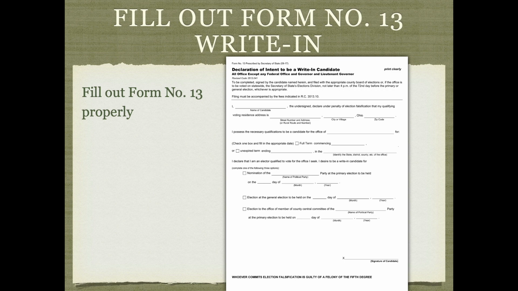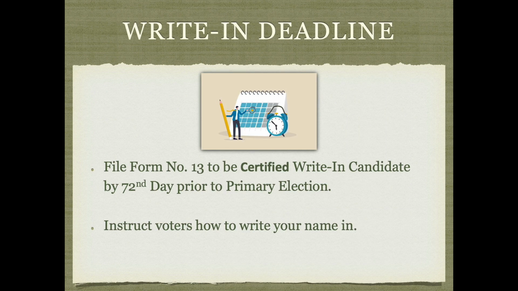Write-in deadline. To be a write-in candidate, you must be certified as such by the Board of Elections by filing Form number 13 at the BOE on or before the 72nd day at 4 p.m. prior to the primary election. Your name will not appear on the ballot, but there will be the option write-in under the position Member of County Central Committee, usually the last selection on the ballot.